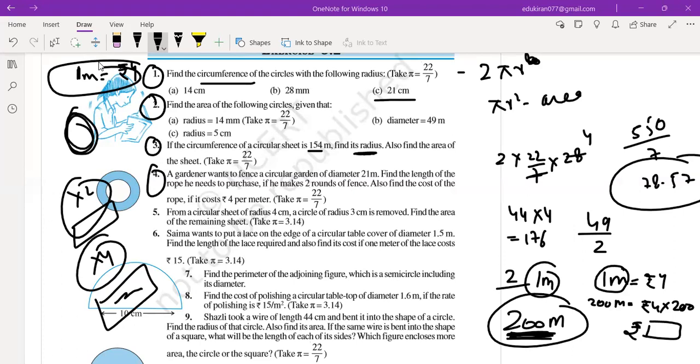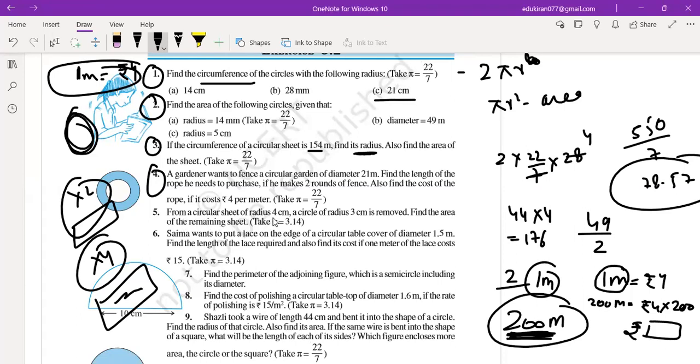Done, ma'am. Okay, so let's just discuss the answer. Sindhu, you are also done? Okay. So, first of all, the circumference. What did you get? 66 meter. When you multiply it with 2, you got 132, right? And the cost is rupees 528. Good. Now do the next one, fifth one.